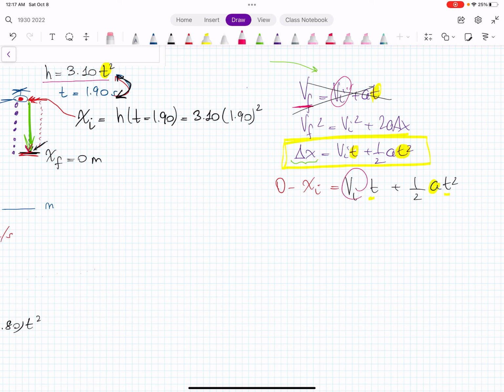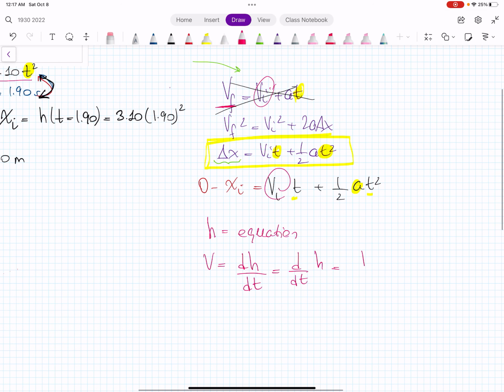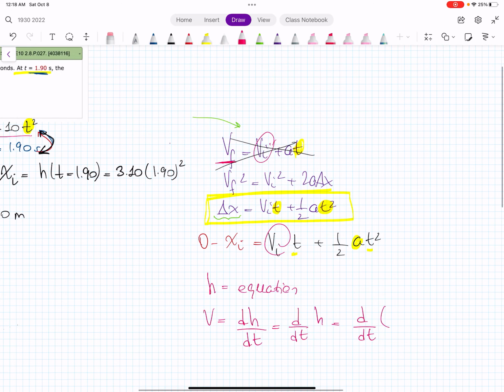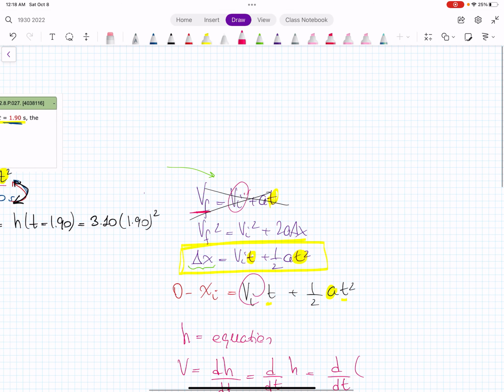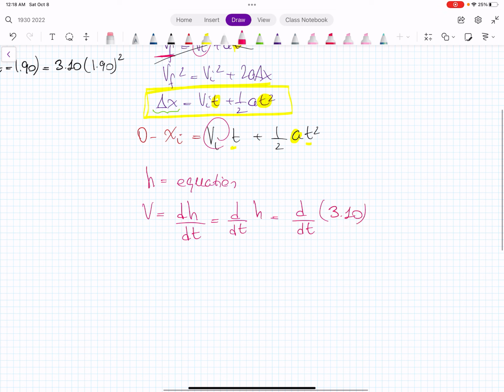Tell me, how do you find the initial velocity? From position, you have the height equation. From the height equation, how can you determine the velocity? Velocity is the change in height over change in time, dh over dt. In other words, the derivative of the height with respect to time. What is the height? It is given to you by an equation, 3.10 t cubed. How do you take the derivative of 3.10 t cubed?